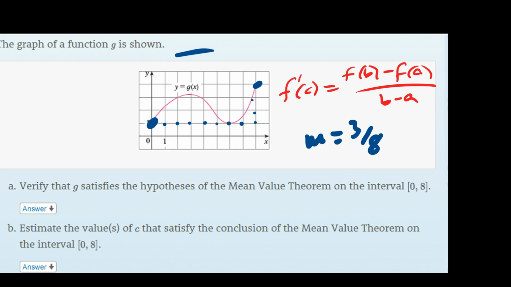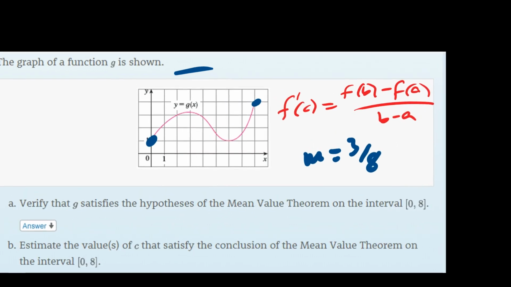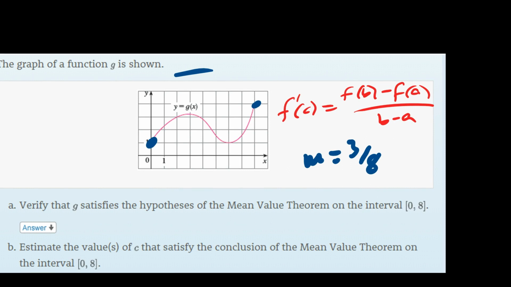And so now we have to estimate from 0 to 8. All right. So now we say, okay, here is the slope between the endpoints. All right. And now I'm going to try to find the C value where we get the same slope as that. And so maybe this one here, there's a C value, let's call that C2, and then this one down here, maybe this is C1.